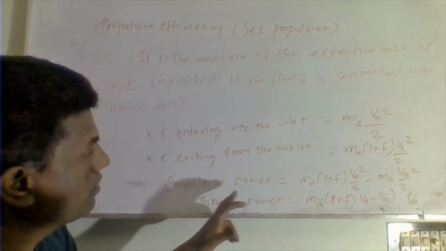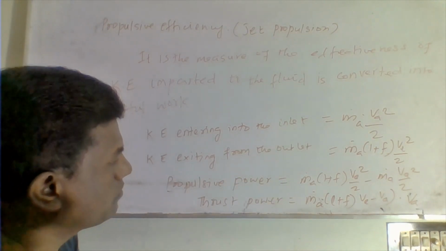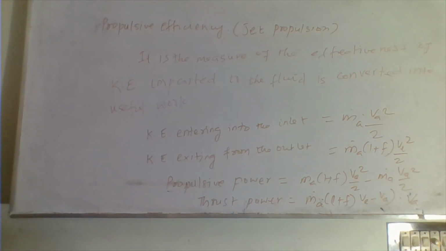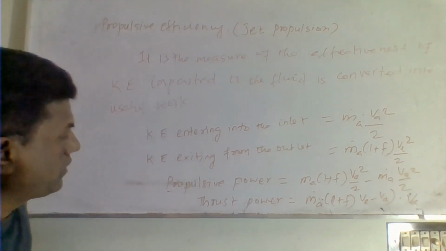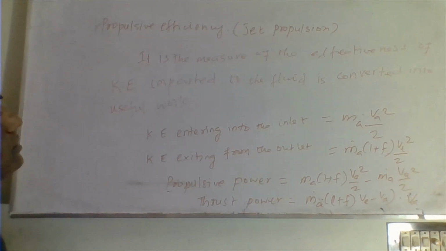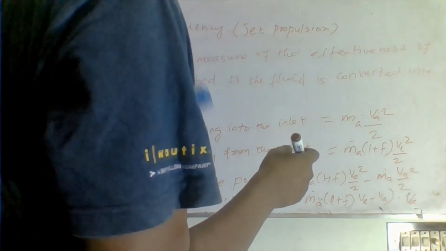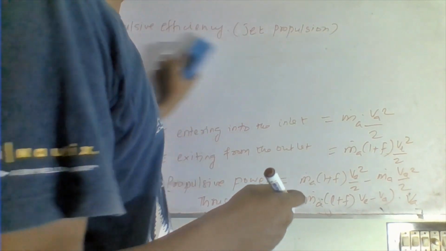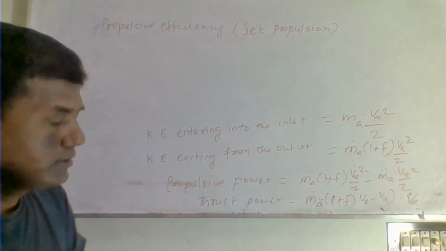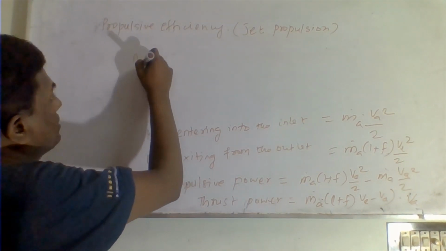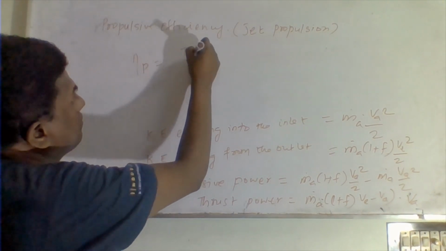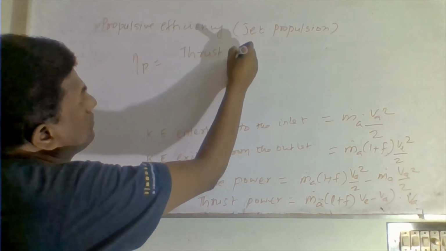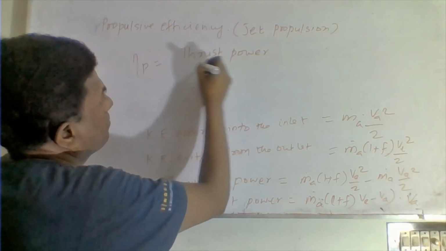So we have the propulsive power and we have the thrust power, and now we have to find the propulsive efficiency. That is nothing but thrust power divided by propulsive power.